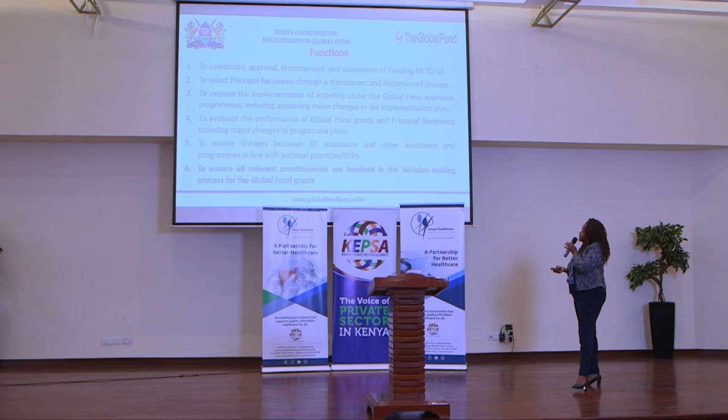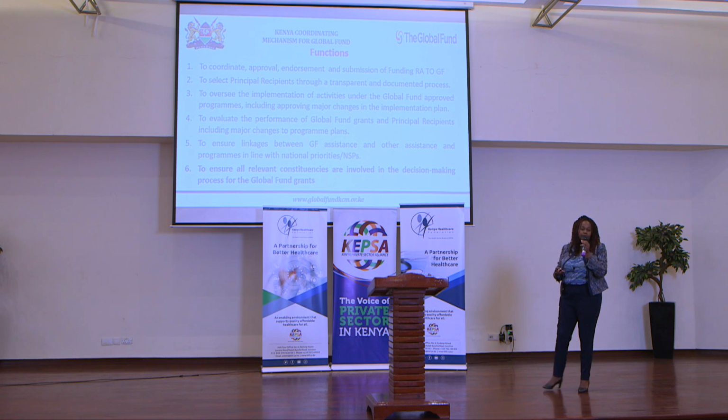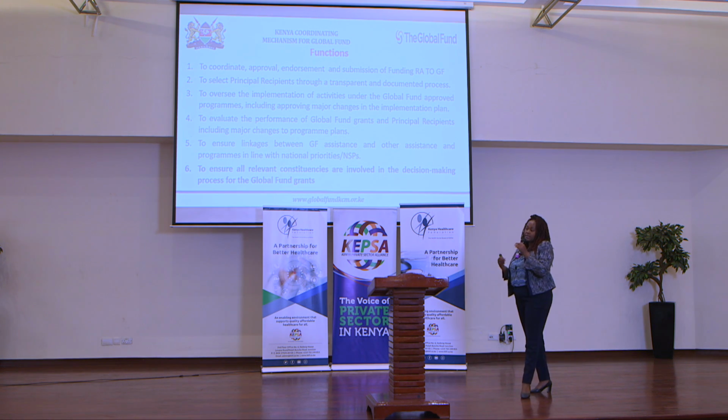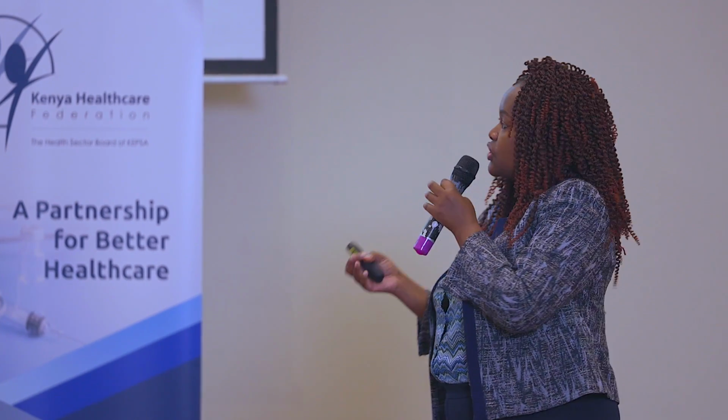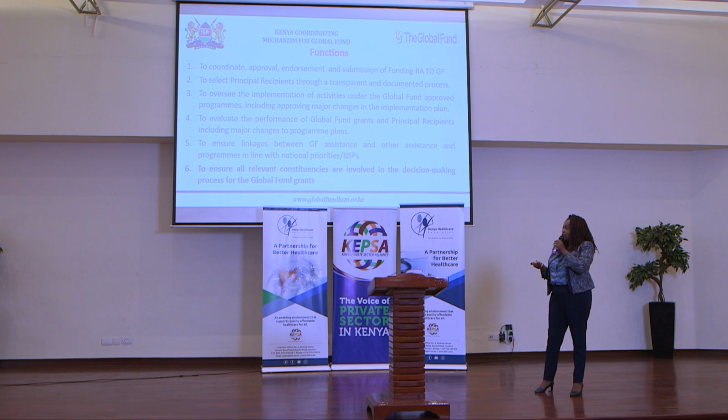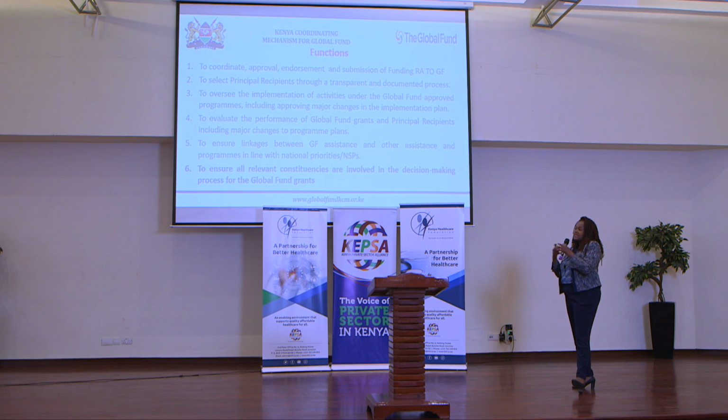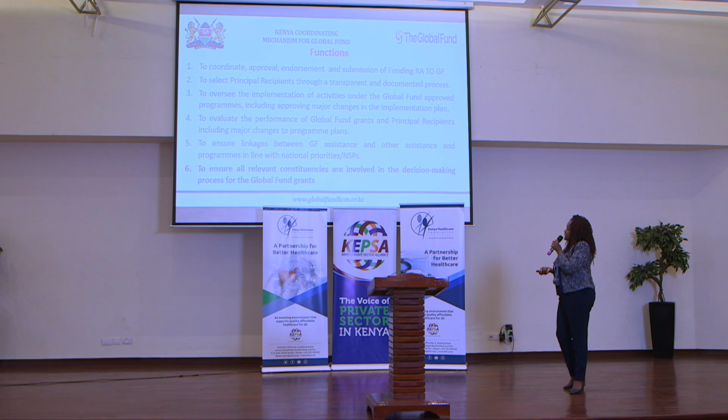We also oversee the implementation of activities under the Global Fund approved program, evaluate the performance of the grants, and ensure linkages between Global Fund assistance and other assistance and programs in line with national priorities. So at the KCM, we need to have a bird's eye view of other funding that is also funding HIV, TB, and malaria, and we identify synergies. Even as we evaluate the applications for principal recipients, we need to see that there's linkage and no duplicity in funding and strategies.